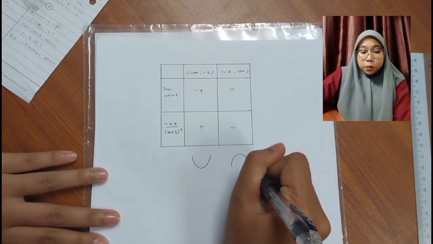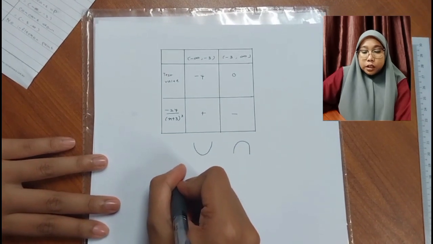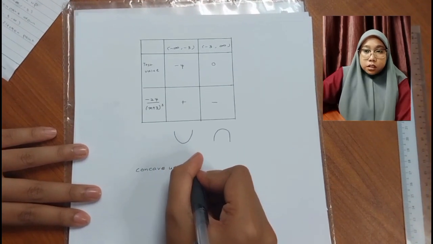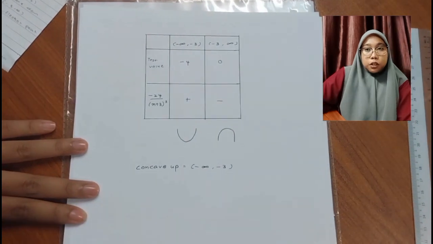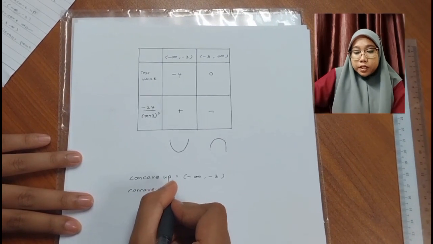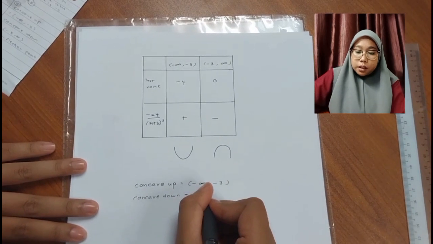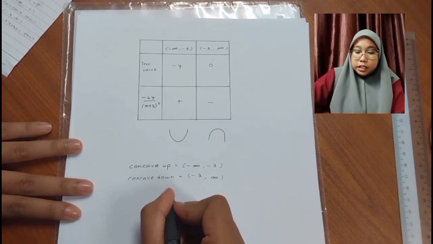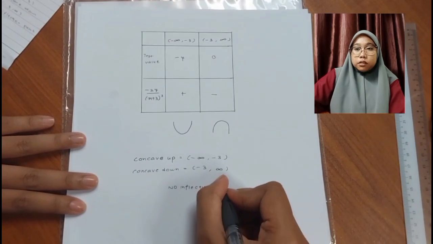Then we need to write the test values to use in the equation, which are minus 4 and 0. The equation used for this table is minus 24 over x plus 3 cubed. From this table, we can see that concave up is minus infinity to minus 3, and concave down is minus 3 to infinity, and there is no inflection point.